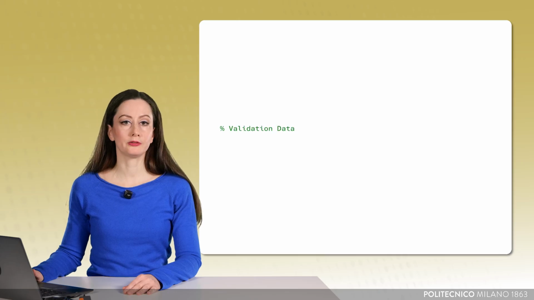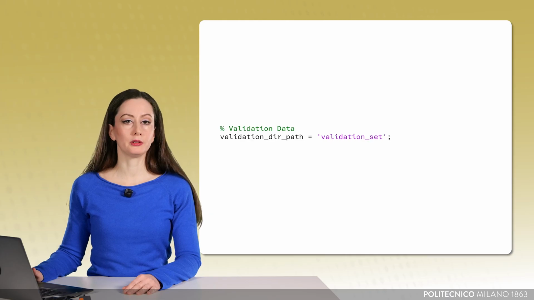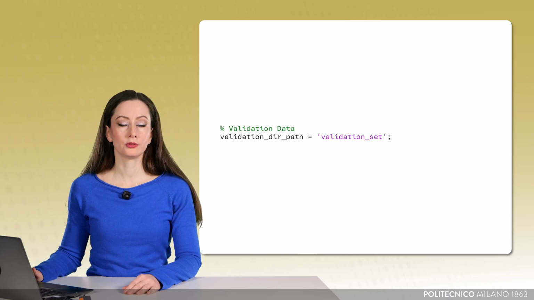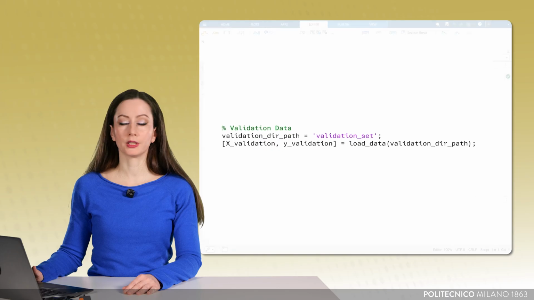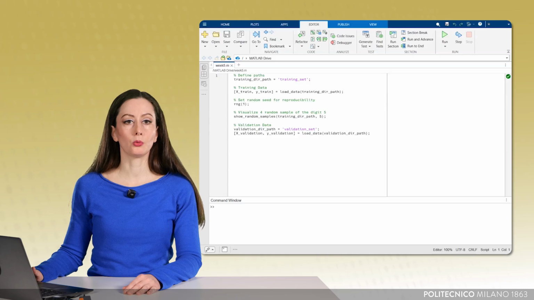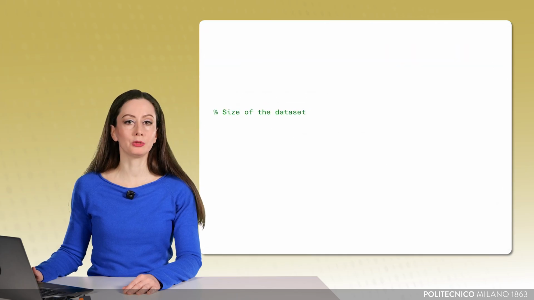Next, we prepare the validation set in a similar way by calling the same loading function. Only this time we use a different path, so validation set is the folder containing additional images that will not be used during training. Then, using again load data, we store the images in X validation and the corresponding labels in Y validation. Let's see how many images both datasets contain.